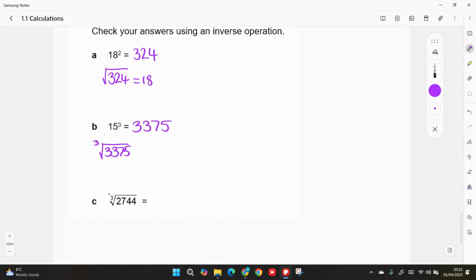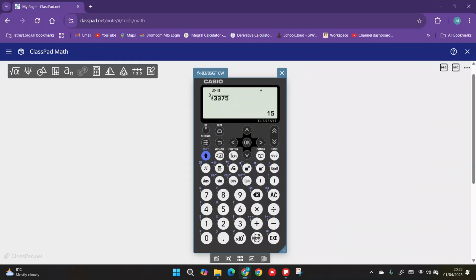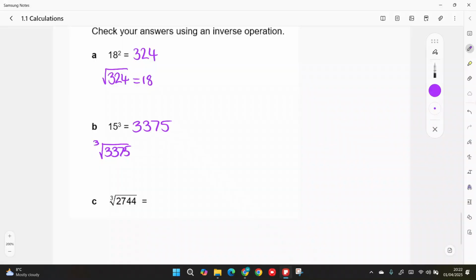Final question, we want to do the cube root of 2,744. So again, go to your calculator. As we did before, press Shift and this button. Type a 3 to make it a cube root. Press the right button. Type in the number we want the cube root of. And we get an answer of 14.